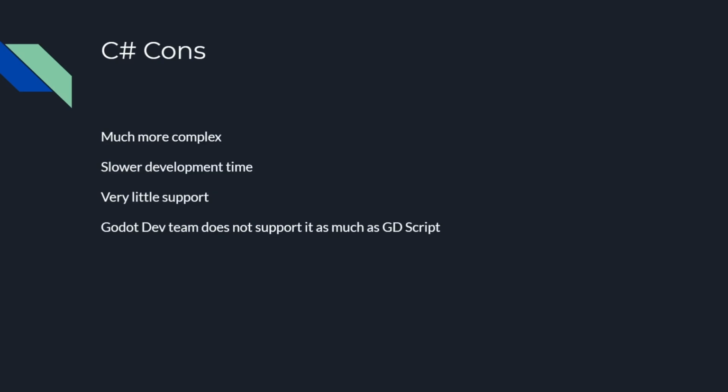Now, on to cons. It's much more complex than GDScript or Python. It has a much slower development time. Every time you want to test something, you need to run through a compiling cycle and let the system think and calculate how it's going to handle it in the most optimal way. There's very little support.